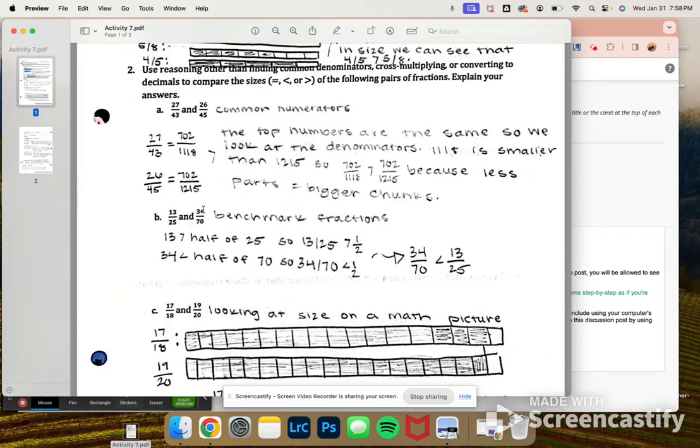And then 34 is almost half of 70, but it's less than 1/2 of 70. So knowing that, I know that the one that is greater than 1/2 has to be bigger than the other one that is smaller than 1/2. So I wrote the one that is smaller first, 34 over 70, because it's less than 1/2. And then I wrote a less than sign, and then I wrote 13 over 25 because 13 over 25 is greater than 1/2.